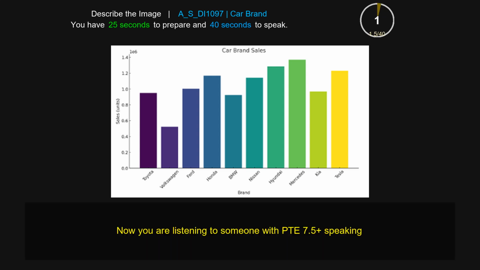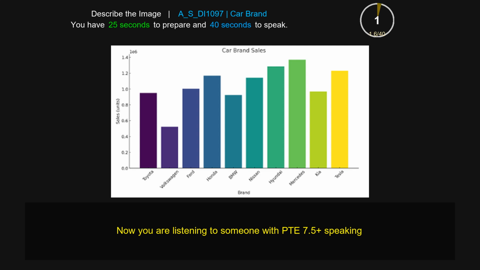This image shows a bar chart. This bar chart focuses on car brand sales. The items include Toyota, Volkswagen, Ford, Honda, BMW, and Nissan. The highest value is for Mercedes, which is around 1.3, and the lowest value is for Volkswagen, which is around 0.5. On the other hand, you can see different colors such as dark blue, light blue, green, and yellow. To sum up, this bar chart is trying to tell us about car brand sales in different brands.